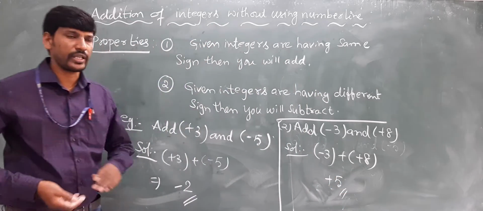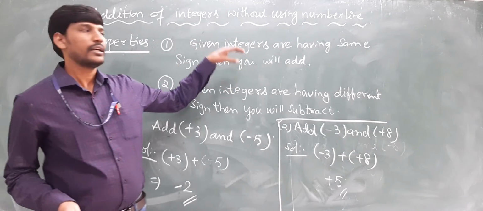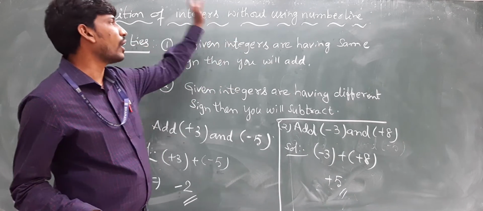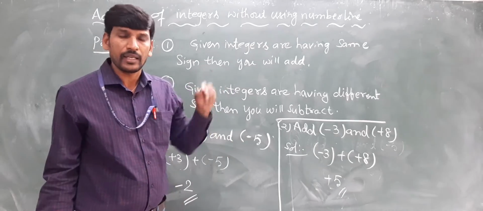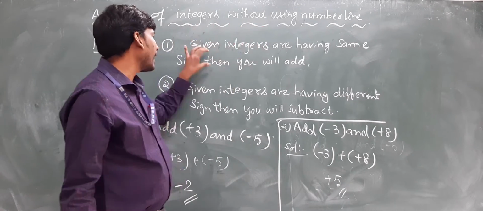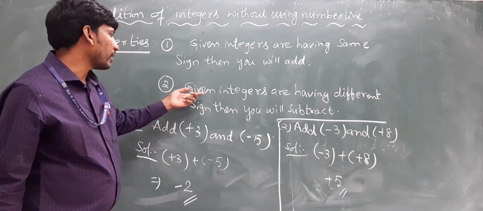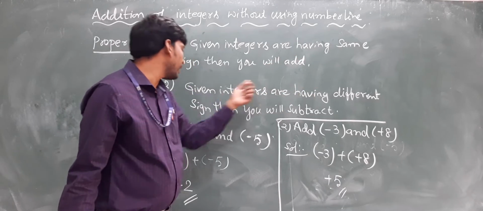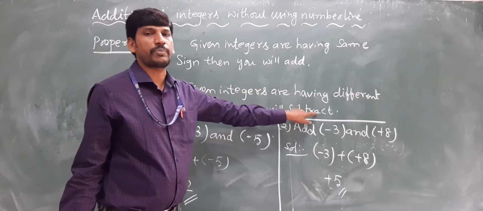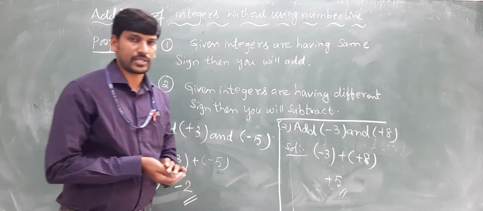I hope you understood these two points. These two are very important while solving integers, means addition of integers without using number line. Keep it in mind always. See, if the given integers have the same sign, then you will add. Second point, if the given integers have different signs, then you will subtract. Clear? We discussed different types of examples already.